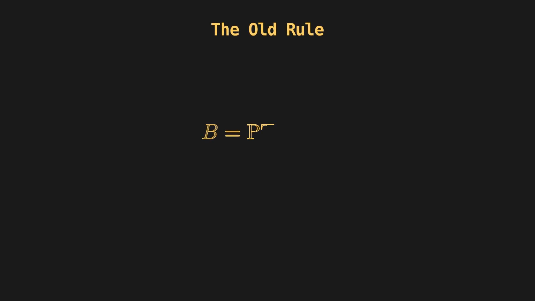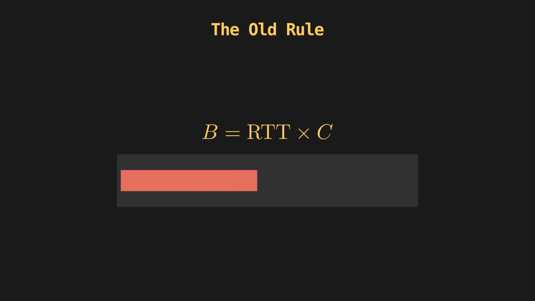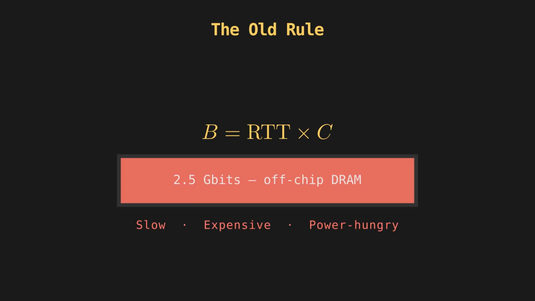The old rule said buffer size equals round-trip time times link capacity, written as B = RTT × C. For a 10 gigabit per second backbone link, that means 2.5 gigabits of memory. That's enormous, and it forced router designers to use slow, expensive off-chip DRAM chips. Where did this rule come from?